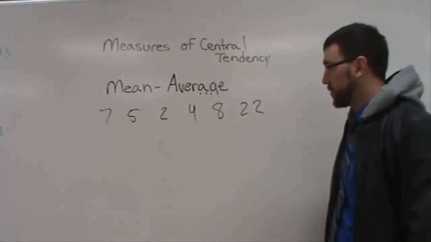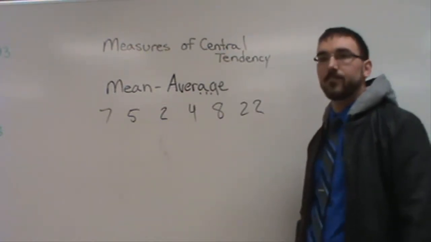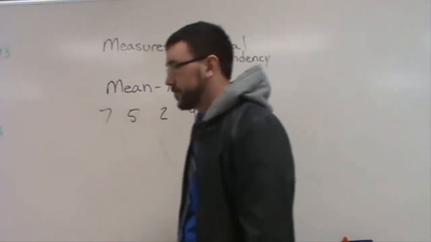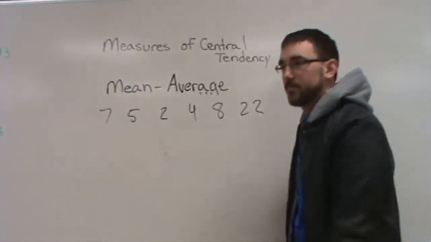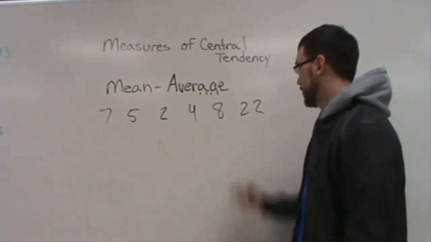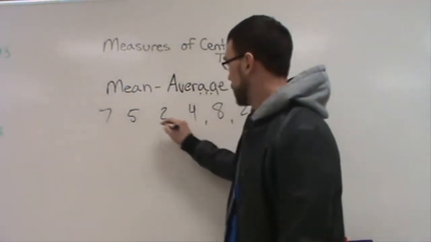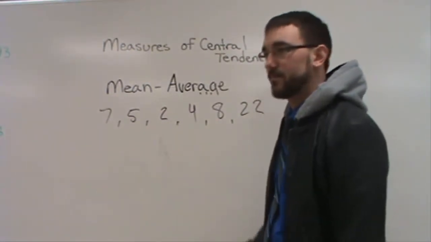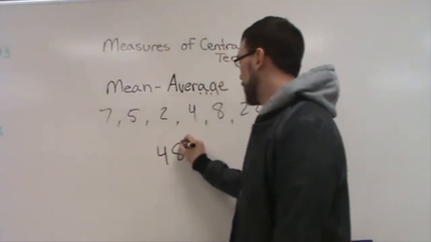All right, somebody tell me what to do. Add them up. So somebody on the calculator real quick, add them up. 48. Can I get somebody to verify? So 48, we'll go with it.